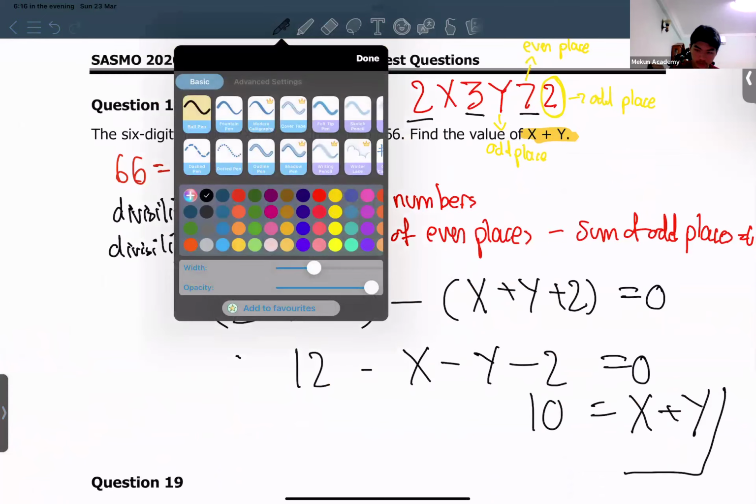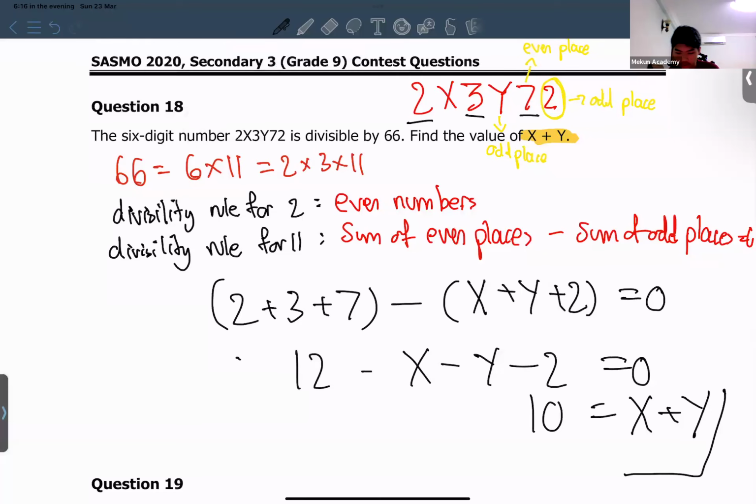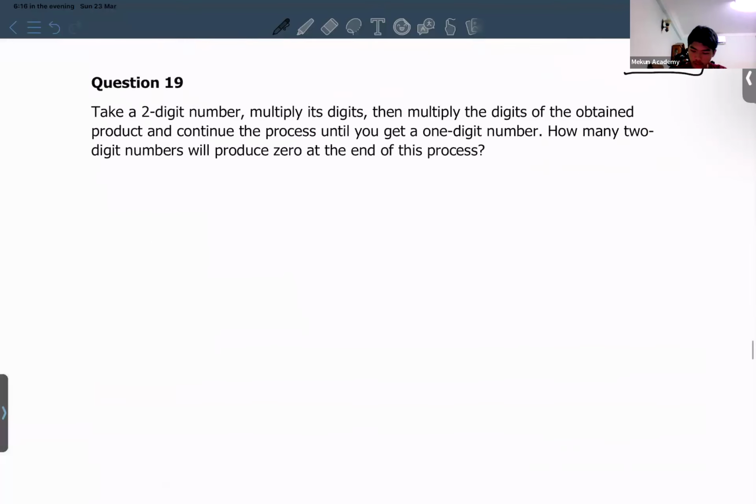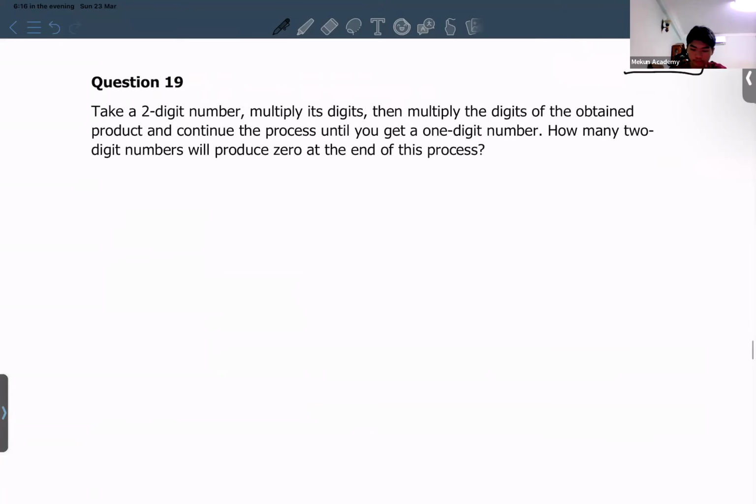Are there any questions, or can we move on? Yes, you can count. You need to count from the right side. Okay, so I suppose there are no more questions. We will move on to the next question, question 19. I will give everyone a few minutes to solve this because it's kind of long. Good luck.